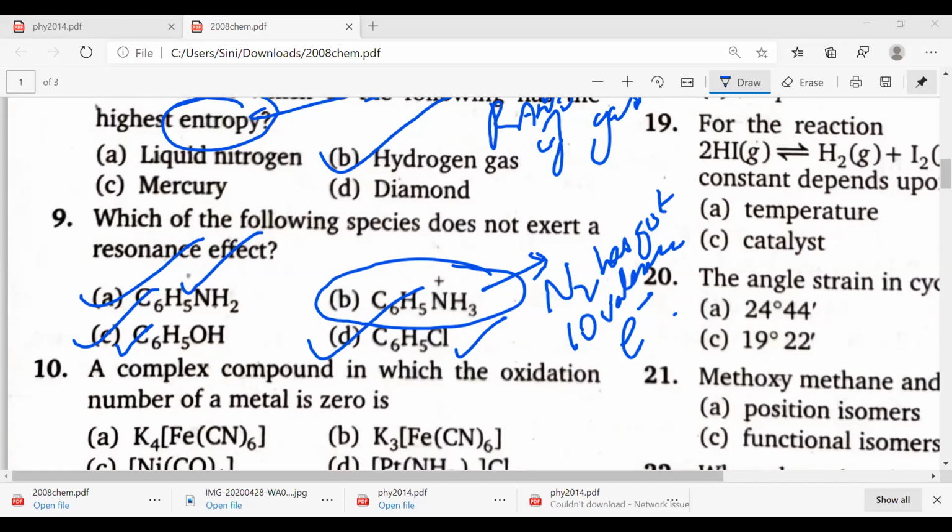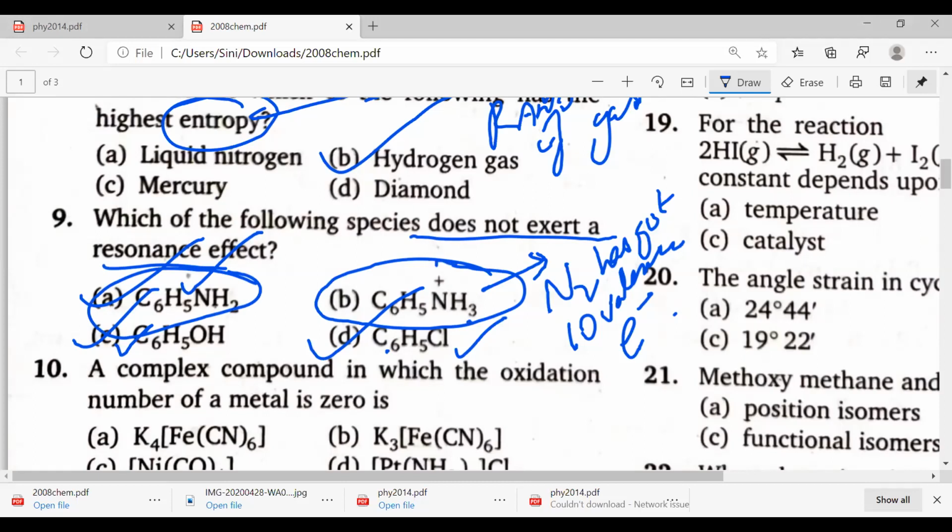So guys, there is no need for any explanation for the ninth question. We all know the question: which does not exert a resonance effect? Amine chapter. Aniline, correct? C6H5OH, the phenol. Chlorobenzene, C6H5Cl. These all exhibit resonance except this particular one. Why? What is the main reason?